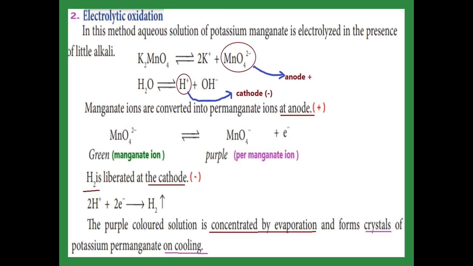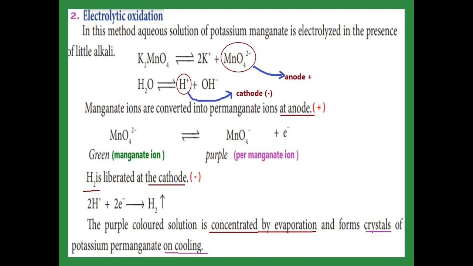Next one, electrolytic oxidation of potassium manganate, K2MnO4, in the aqueous solution. Aqueous means what? Water. In the presence of a little alkali, when it is electrolyzed, K2MnO4 splits into 2K+ and MnO4 2-. The minus charge goes to the anode because the anode is positive, and water splits into H+ and OH-.